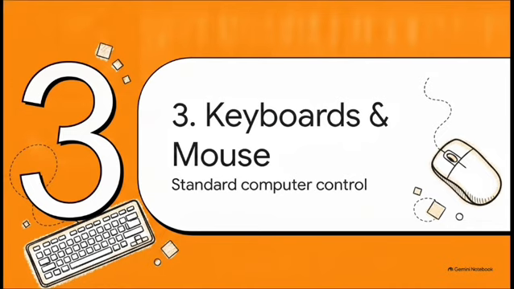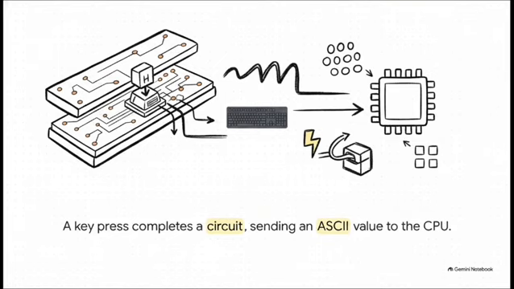Section 3. Keyboards and optical mouse. Standard computer control. Let's transition over to the classic peripherals we use pretty much every single day. You might not think about it, but right under the keys of your keyboard is a complex membrane. When you press a key, let's say the letter H, you are physically pushing a switch down and completing a tiny electrical circuit. The CPU detects exactly where that circuit was closed, and then it looks up that key's unique ASCII binary value. That's how it knows exactly which character to throw up on your screen.